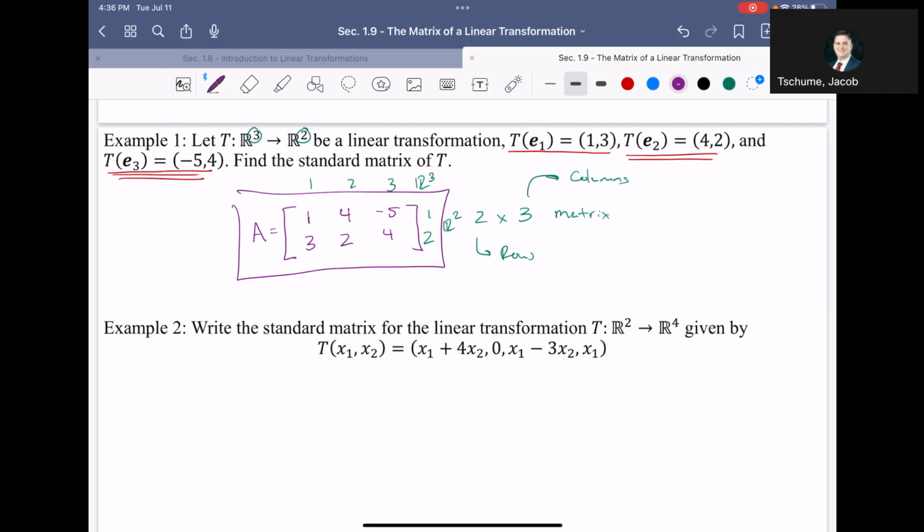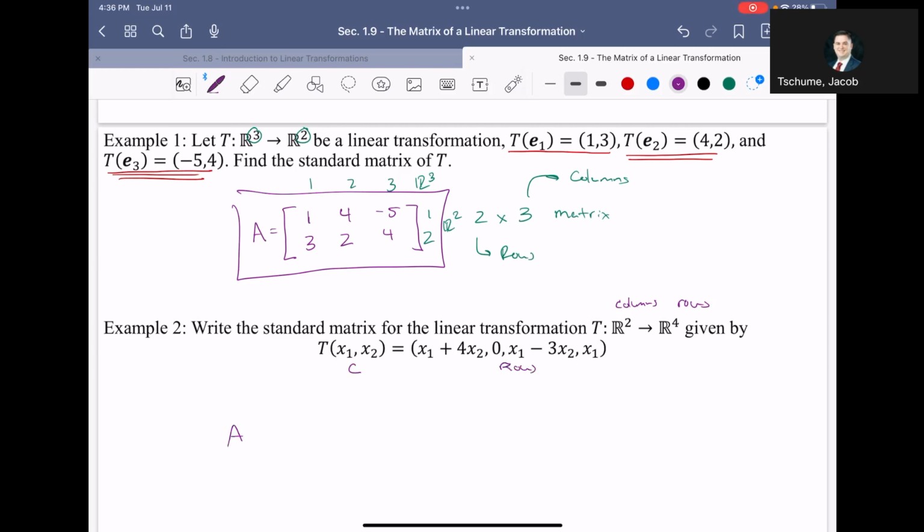The second way we can do it is I can give you the expressions of a matrix or a transformation and have you write the standard matrix. So number 2 says, write the standard matrix for the linear transformation that maps the second dimension into the fourth dimension. So remember already, 2 columns, 4 rows. We know that already. It's given by this expression. T of x1 equals x1 plus 4x2, 0, x1 minus 3x2, and x1. Once again, number of columns, and then this is the number of rows.